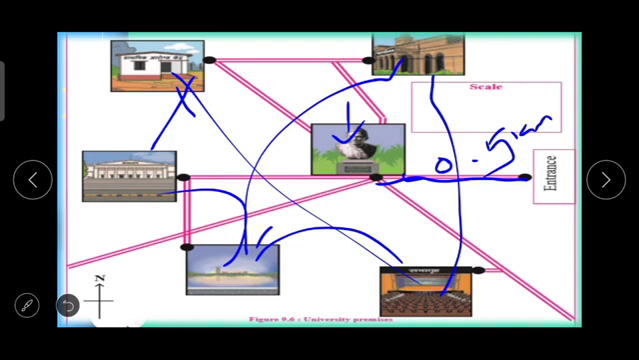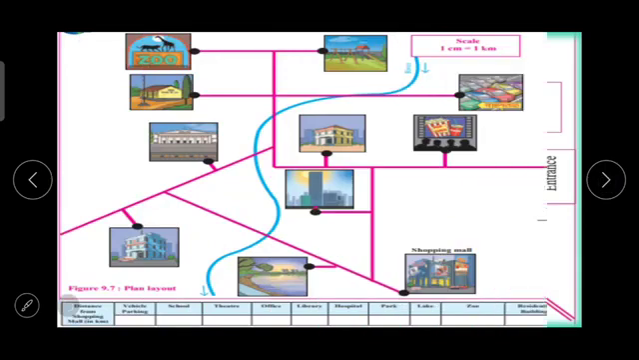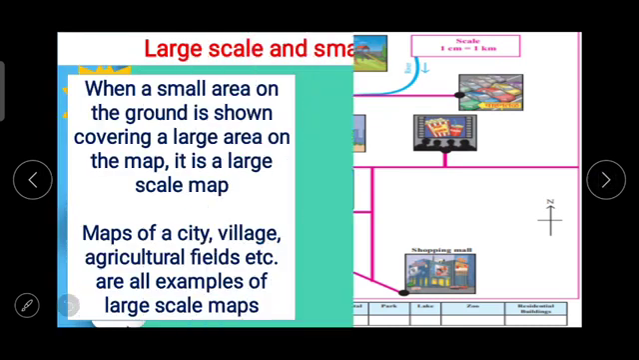So on the basis of figure 9.7, calculate the distance of various locations from the shopping mall and write in the table given below. Again the next one you people can see on the screen. So just go through this and try to write the answers.